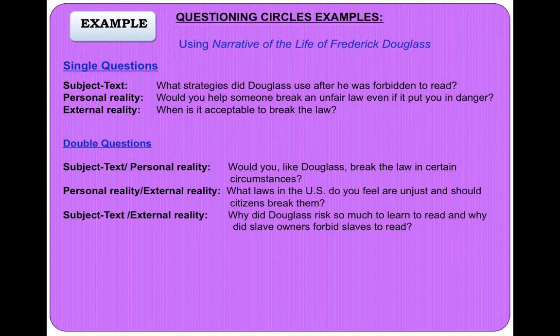Double questions. Subject text, personal reality: Would you, like Douglass, break the law in certain circumstances? Personal reality, external reality: What laws in the U.S. do you feel are unjust, and should citizens break them?